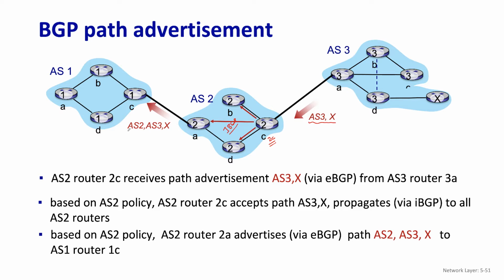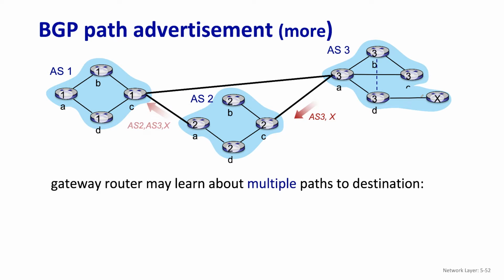So here, AS2, AS3, and X. That means if this router here wants to send a message to X, you have to send it to the gateway of my autonomous system, which is connected to autonomous system 2, and from here I can forward to here. Once it has arrived here, then I can just access it from here. So this is the way it's going to work.